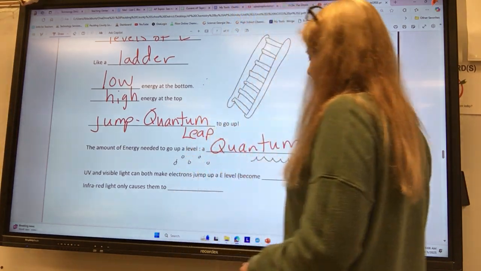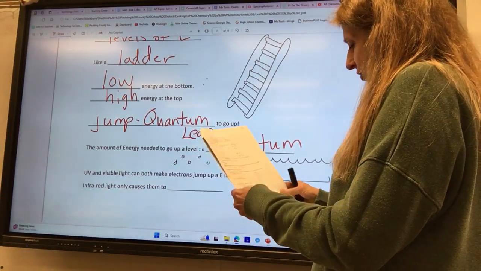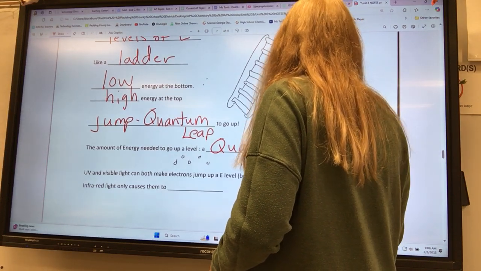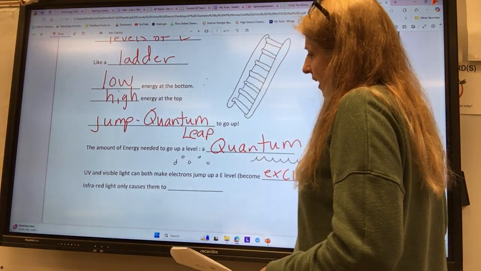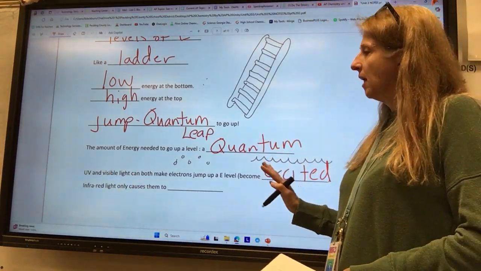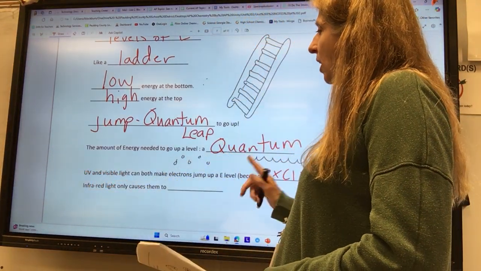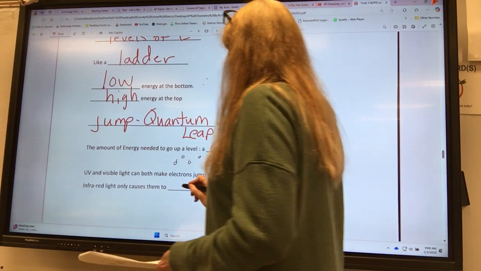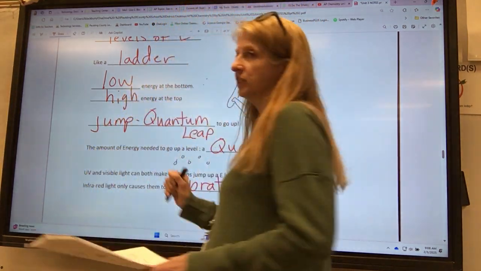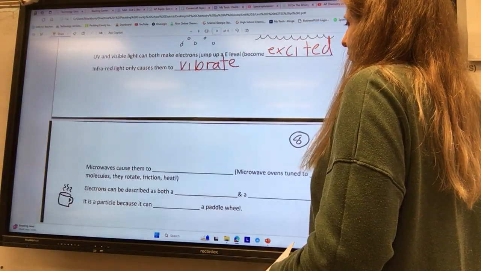So here we've got particles and waves. UV and visible light both can make electrons jump up to an energy level, and that is called being excited. Okay? Infrared light, and this is an AP thing. This is AP only. Okay? So you have to remember that UV and visible can make them jump a level. Infrared can only cause them to vibrate. Infrared is lower energy, it'll just make them vibrate. They won't jump.